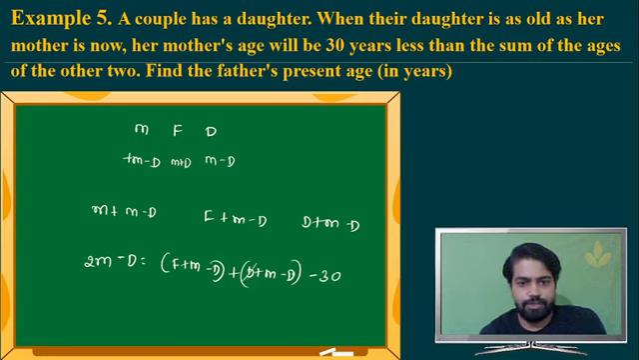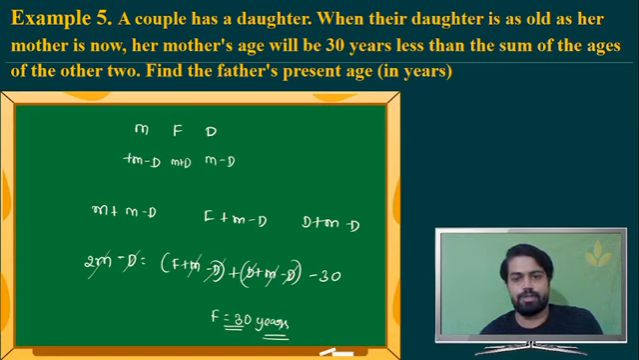So this d will cancel, and this 2m will cancel with this 2m. What we are left with is, minus d also cancels. Luckily we get the father's age as 30 years directly. So it is not always possible. This is a coincidence because it's a special question.